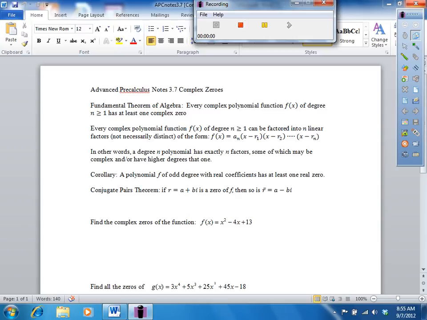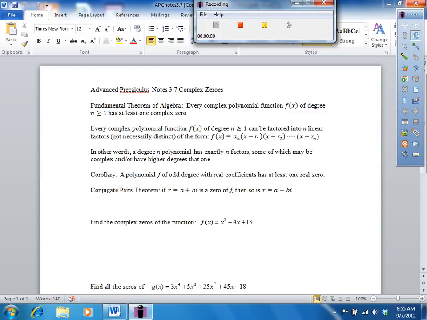So this is about complex roots of polynomial functions. I better look at my notes because I have some notes here.